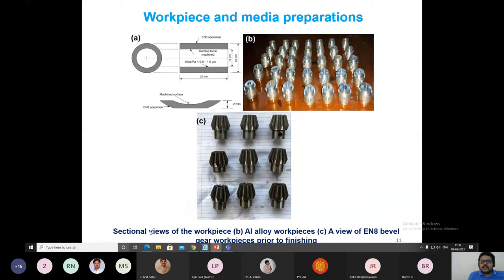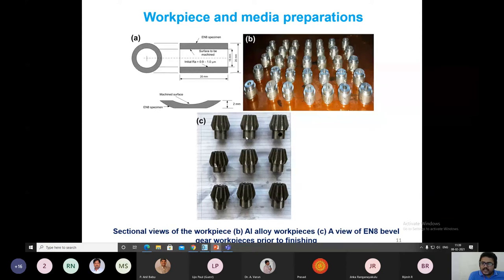The idea is that aluminum alloys are used for aerospace applications, so we have used 2014. The finishing of aerospace materials is in great demand, so the material perspective is important here. And then in the third case, the design perspective means the part geometry perspective.